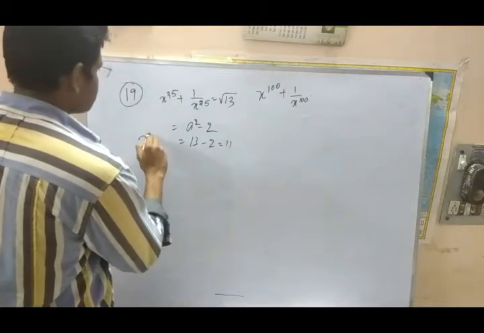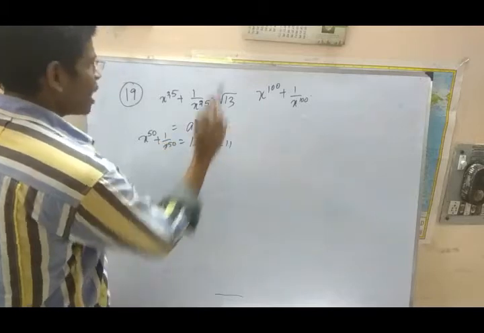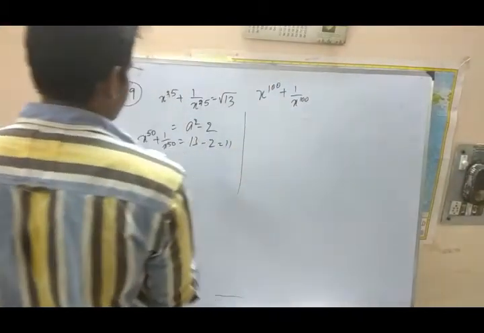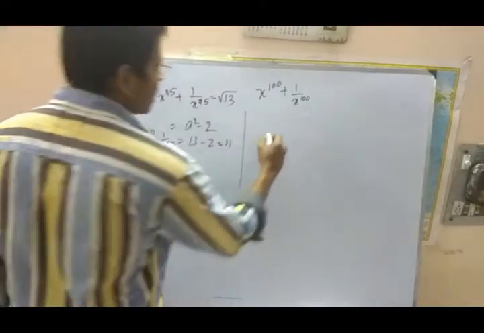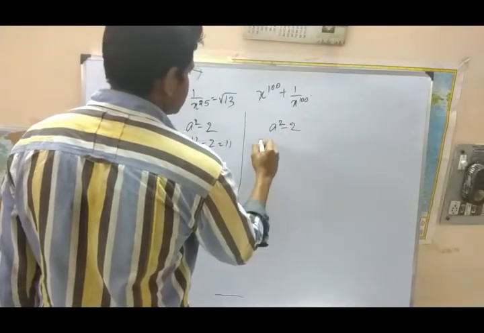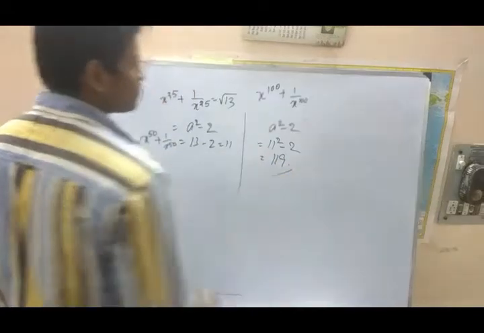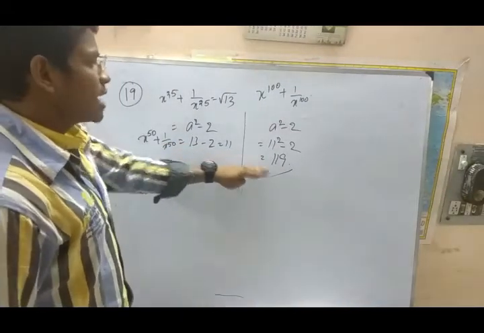What is this? x power 50 plus 1 by x power 50. And what do we require now? x power 100 plus 1 by x power 100. We got x power 50 here. So what do we need to do? Again the same thing, a square minus 2. What is a here? 11 square minus 2. 121 minus 2, 119. See students, we have taken almost 10 seconds for it.